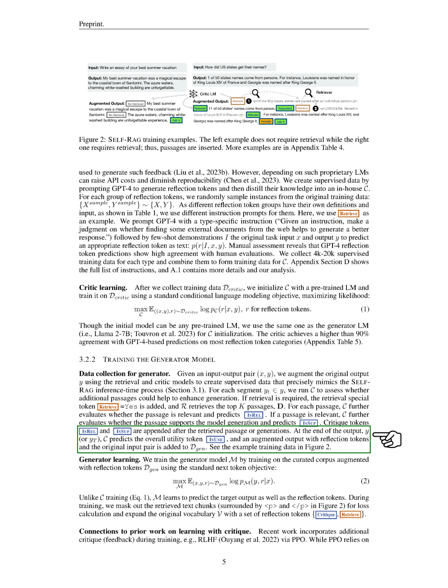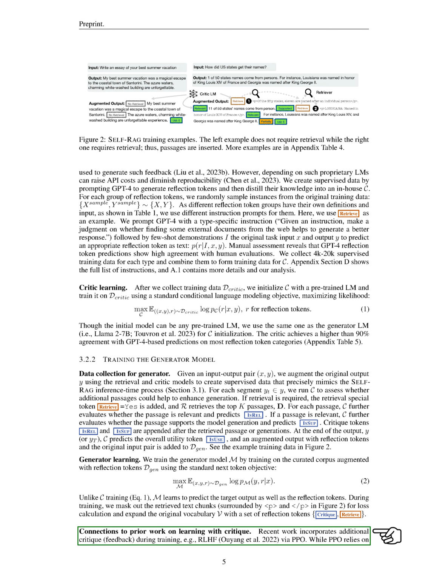We then train the generator model on this curated corpus, which now includes reflection tokens. Unlike the critic model, the generator model learns to predict both the target output and the reflection tokens. During training, we mask out the retrieved text chunks for loss calculation and expand the original vocabulary with a set of reflection tokens. Our approach is similar to recent work that incorporates additional feedback during training.